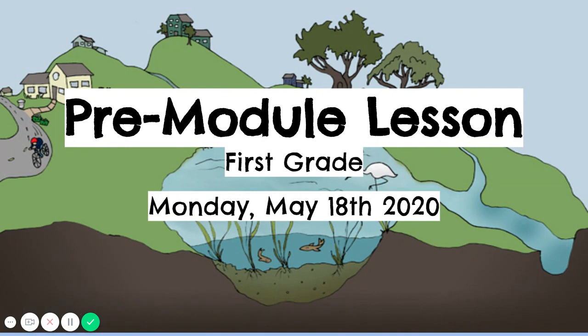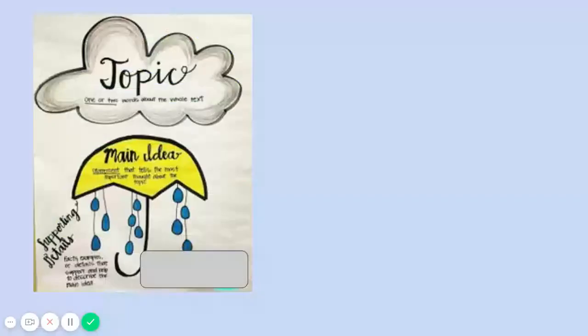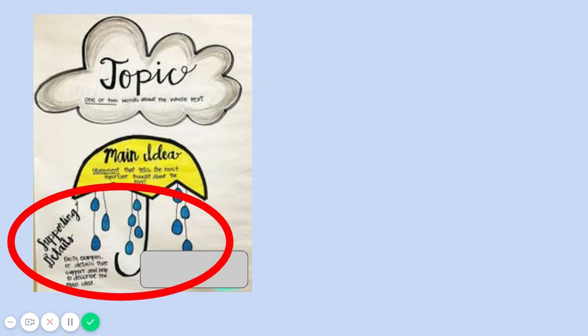Today is Monday, May 18th, and I'm going to introduce to you our pre-module lesson. When you watched Miss Johnson's lesson on Friday, she introduced you to topic, main idea, and details. Here is the same umbrella anchor chart that she showed you. Today we are going to focus on supporting details. Supporting details are in place to support the main idea and topic. So with the article we will focus on today, we are looking solely at details.